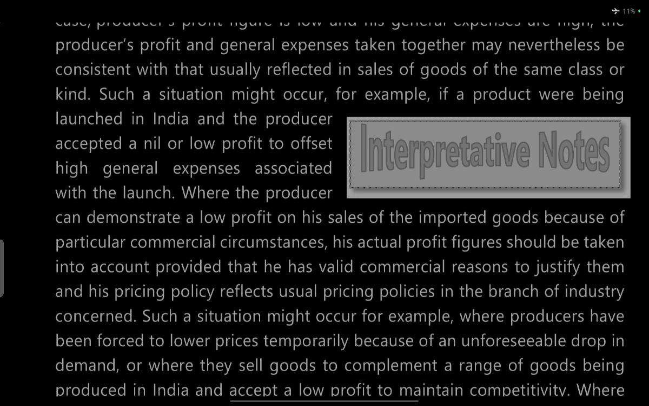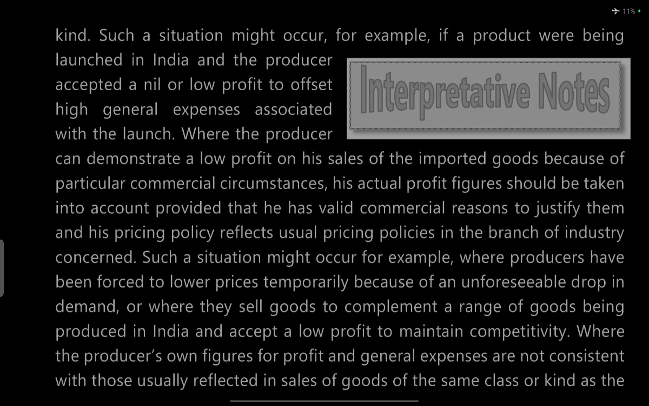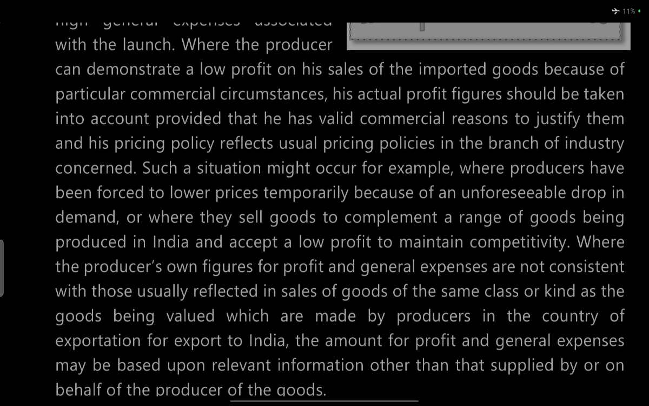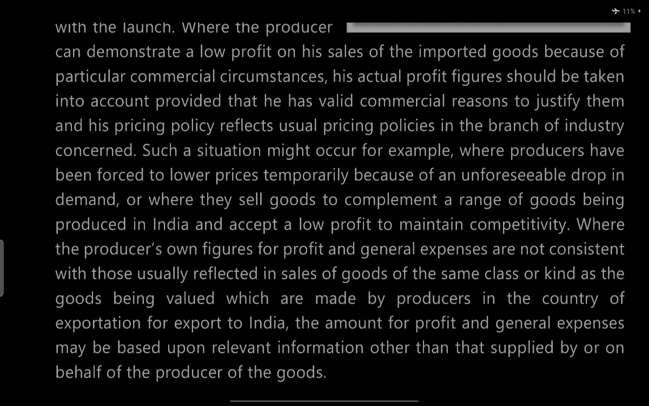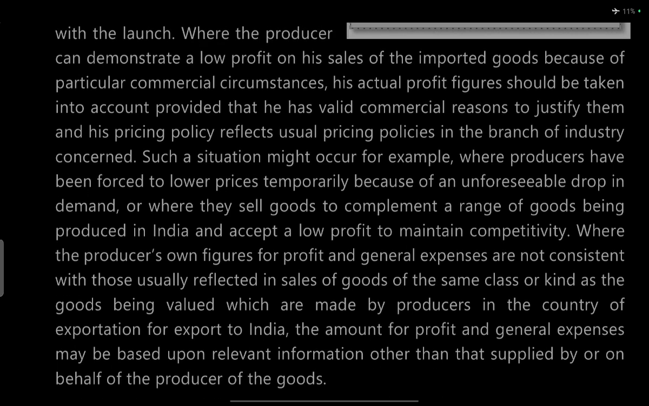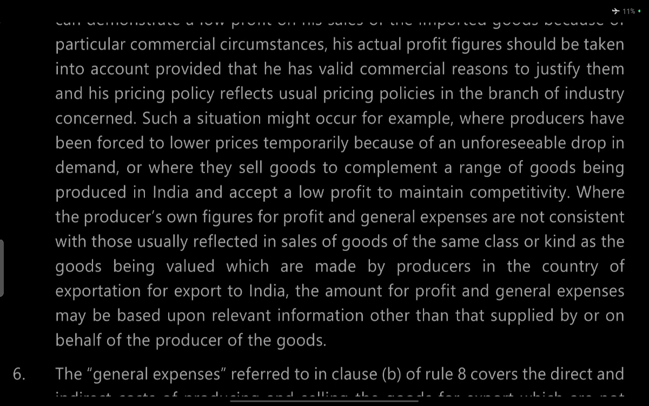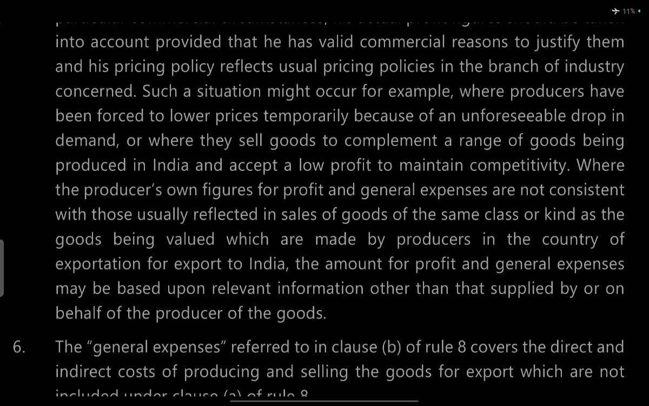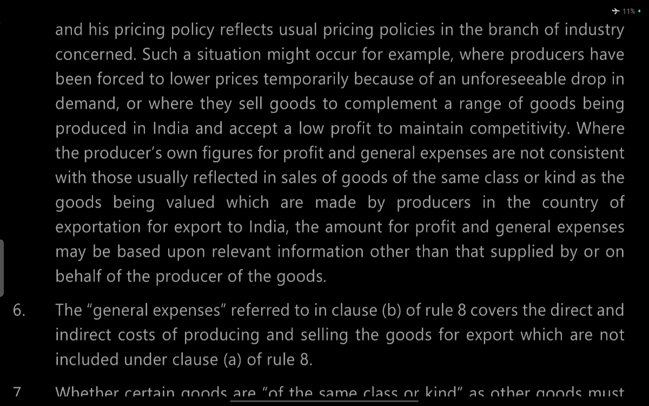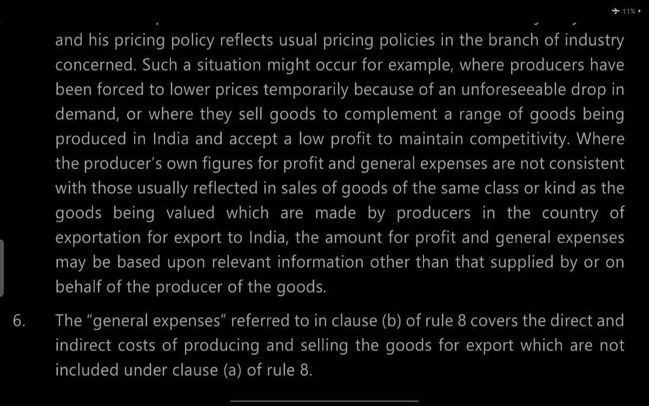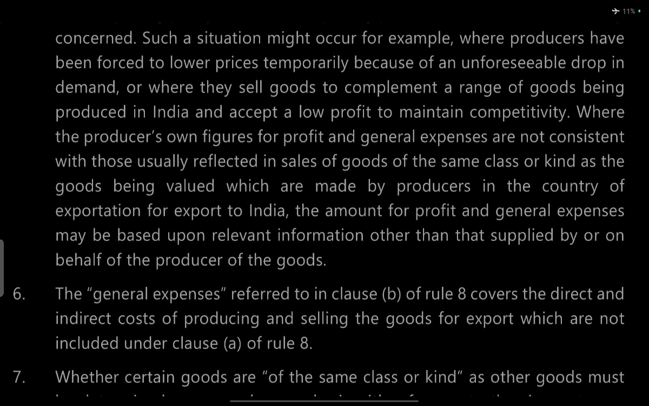Where the producer can demonstrate low profit on sales of the imported goods because of particular commercial circumstances, his actual profit figures should be taken into account, provided that he has a valid commercial reason to justify them and his pricing policy reflects the usual pricing policy in the branch of industry concerned. Such a situation might occur, for example, where producers have been forced to lower prices temporarily because of an unforeseeable drop in demand, or where they sell the goods to complement a range of goods being produced in India and accept a low profit to maintain competitiveness.